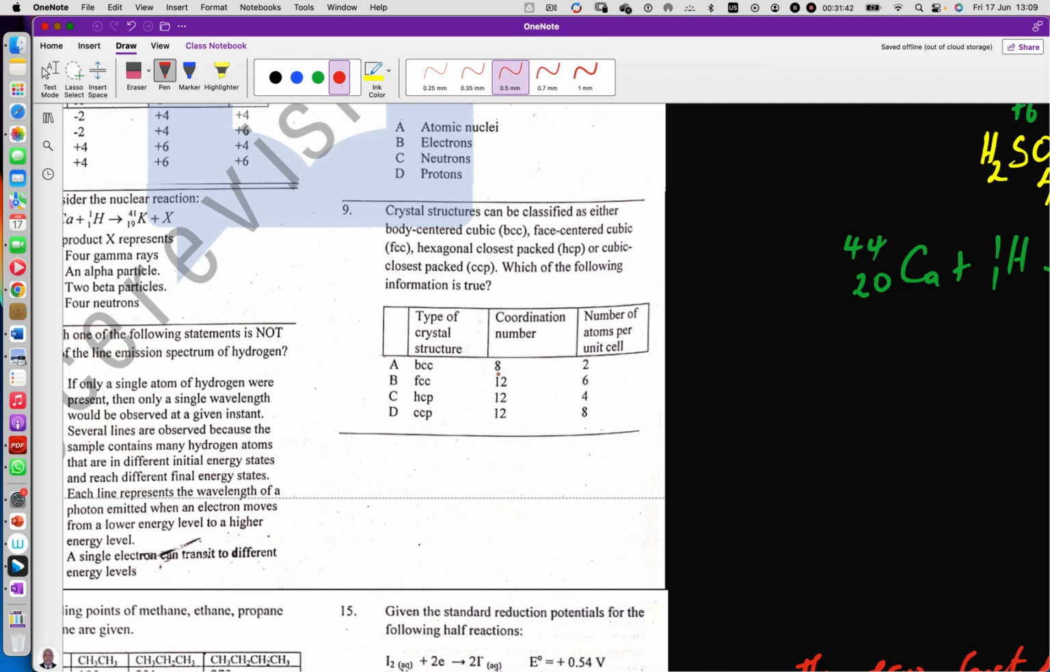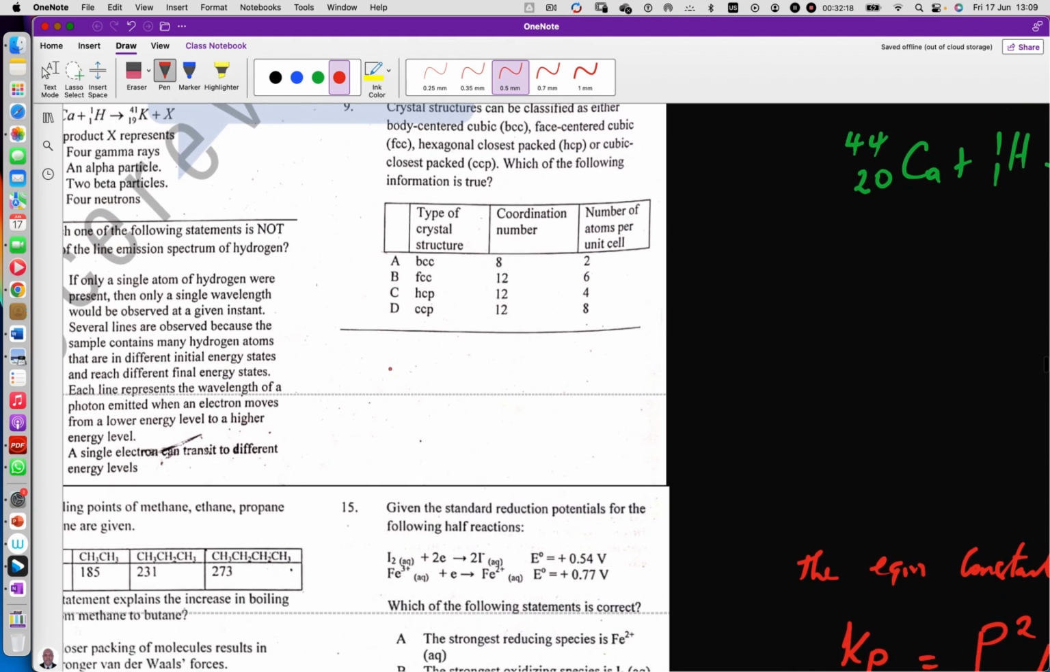So if we are to respond to this question, which of the following information is true, I will take A, for the body-centered cubic. It has a coordination number of 8 and 2 atoms in a unit cell. So A is the right answer for this.